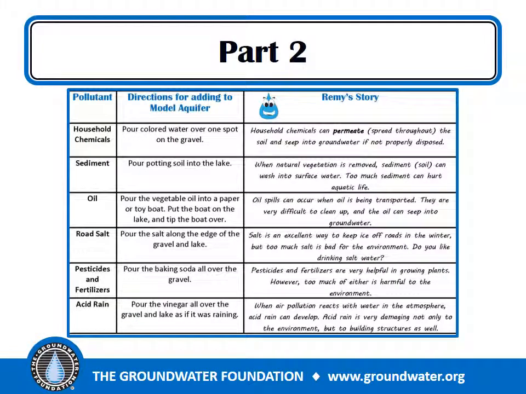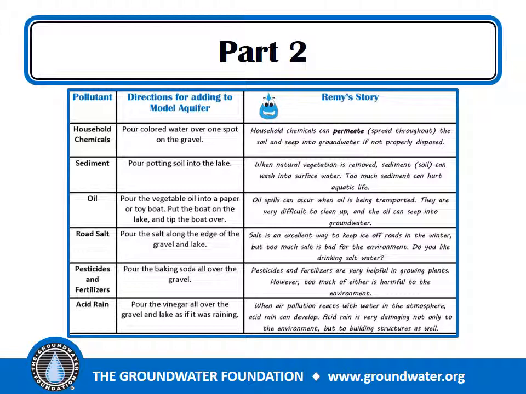In Part 2 of Groundwater Restoration, common household goods are used to represent 6 common pollutants to water. Colored water represents household chemicals, potting soil represents sediment, vegetable oil represents petroleum or oil, salt represents road salt, baking soda represents pesticides and fertilizers, and vinegar represents acid rain.